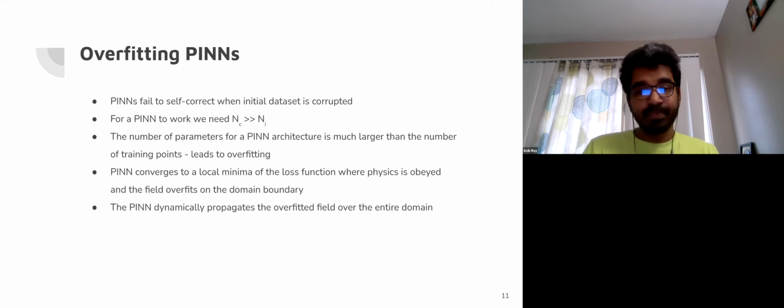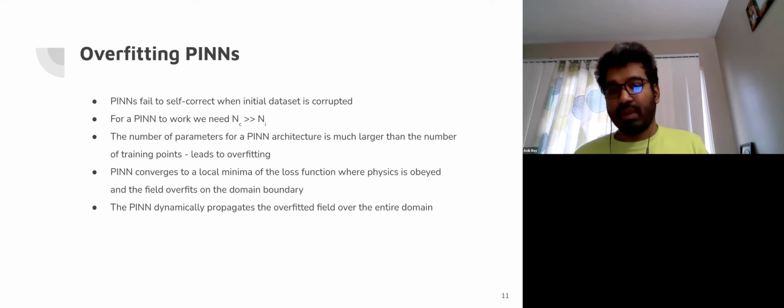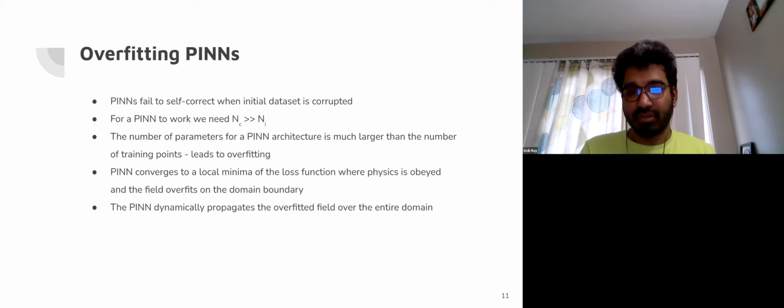If you are trying to fit 10 points with, for example, a 9 or 10 degree polynomial, you will get an extreme amount of overfitting. And this is the same kind of situation that is happening over here. Once the neural network overfits on the initial time slice and tries to enforce the physics on the collocation points, it eventually ends up propagating those errors dynamically over the entire domain, and hence you see the kind of deformation of the field structure that you saw in the previous slide.